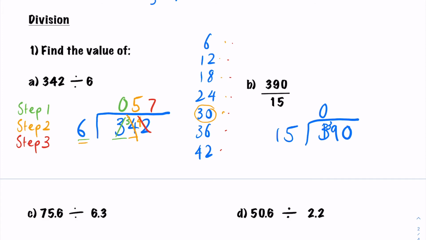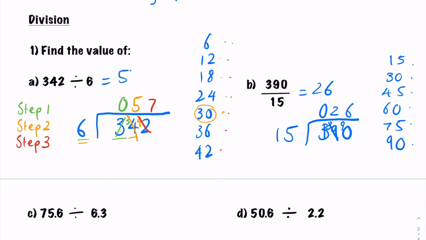Well, let's find out. Let's put a few numbers in the 15 times table. So 15, 30, 45, 60, 75, 90. We'll stop there for now. We don't need that many. So we can see we can take 30 out of 39, and that's 2 lots of 15. So we can take 2 lots of 15 out of there, and that'll give us a remainder of 9. So carry the 9 over. Now we need to find how many 15s go into 90, and that's 1, 2, 3, 4, 5, 6. So the answer here would be 26. And sorry, the answer over here was 57, we said.